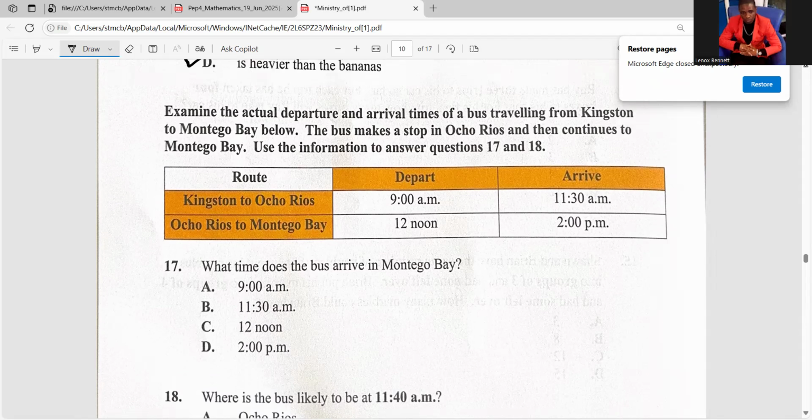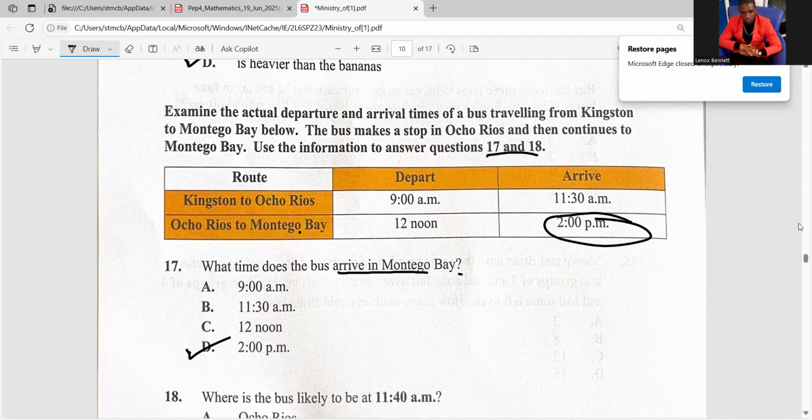All right, the bus makes a stop in Ocho Rios and then continues to Montego Bay. Use this information to answer questions 17 and 18. What time does the bus arrive in Montego Bay? So we have the arrival time, and of course, it's Kingston to Ocho Rios, so Ocho Rios to Montego Bay. So that would have been 2 p.m.